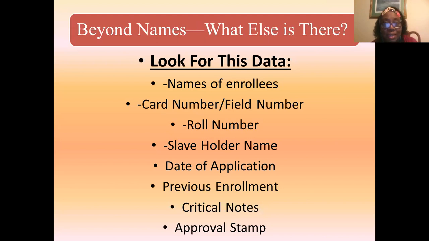Many people never look at the date. They don't know what date their ancestor appeared, and it's right there in front of them. Their previous enrollment, had they been enrolled on another card, had they been on a card from the 1880s or earlier or later, that information is there. Are there any critical notes? And how about the approval stamp? When did it become official that they were put on the roll to become eligible for parcels of land?